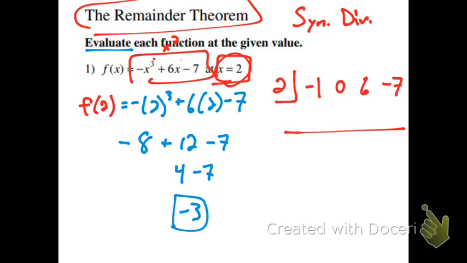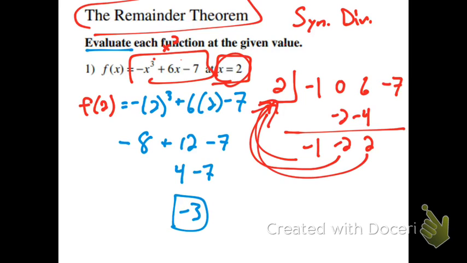So using synthetic division to evaluate, this is what we do. We just do it. So negative 1 times 2 is negative 2. We add, we get negative 2. Negative 2 times 2 is negative 4. We add, we get 2. 2 times 2 is 4. We add, we get negative 3. What? Those are the same.